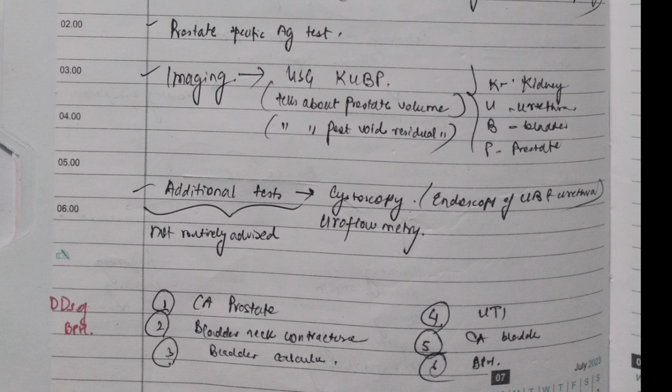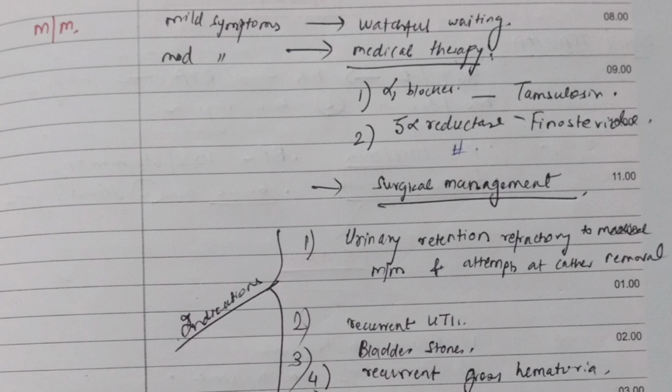Now, what are the DDs of BPH? Obviously, prostatic cancer can be one. Second, you can have UTIs. Third is any bladder calculus. Fourth, there can be carcinoma of bladder. Fifth, bladder neck contracture. And obviously, sixth is BPH. So, cancer involving prostate, bladder, calculus, UTI, and BPH.